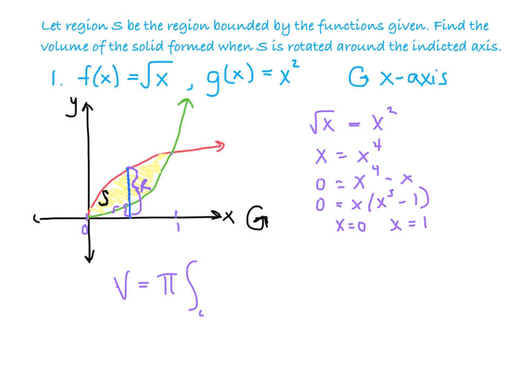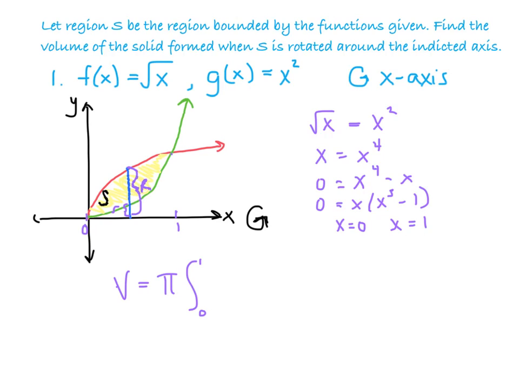So that's my 0 to 1. Those are my bounds that I'm working within. And of course, this is all in terms of x because I'm rotating around the x-axis. All right, so now I need my capital R squared minus my lowercase r squared. So remember, whenever we're talking about finding the length of that rectangle, we're talking about upper minus lower when we're in terms of x.